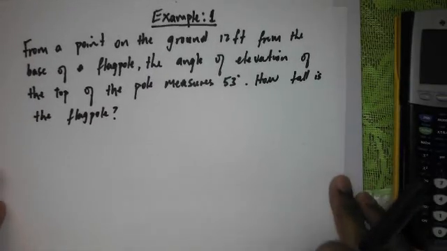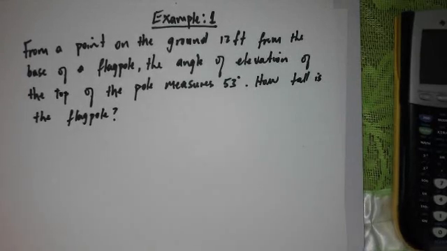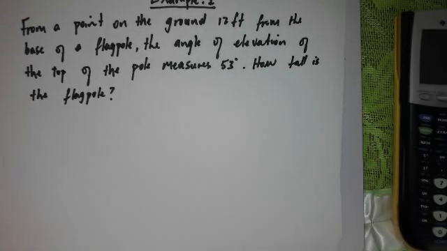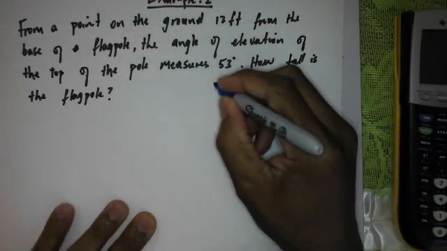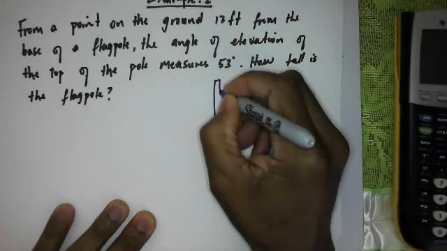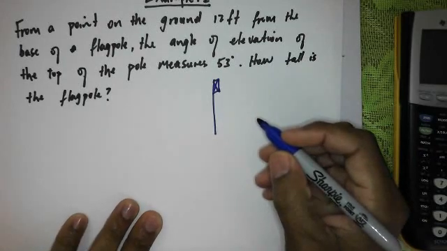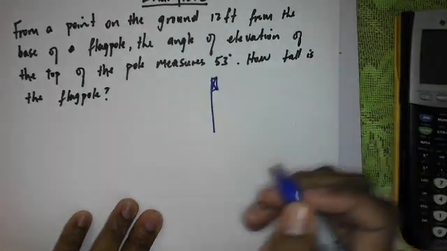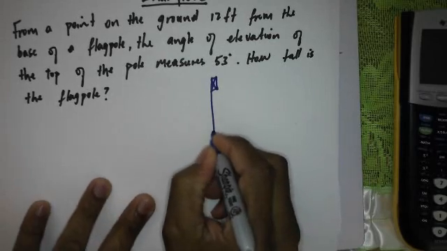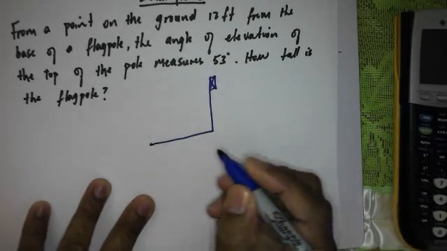Example 1. From a point on the ground 12 feet from the base of a flagpole, the angle of elevation of the top of the pole measures 53 degrees. How tall is the flagpole? Whenever you're given word problems, always draw a diagram to represent the situation. So here's my flagpole. It says from a point on the ground 12 feet from the base of the flagpole. So here's the base of the flagpole, and here's my point on the ground.